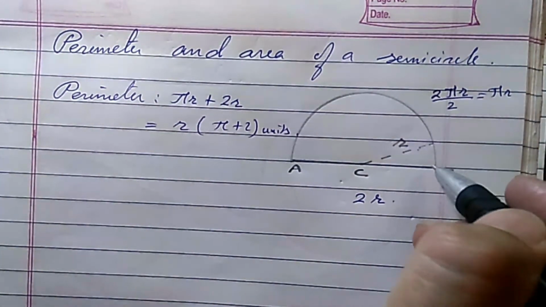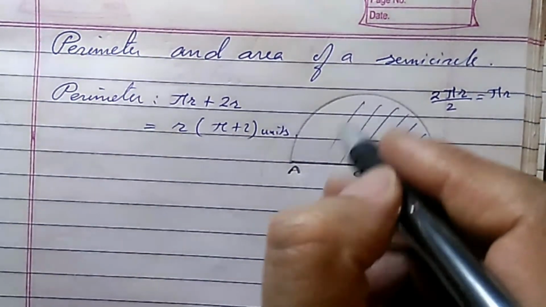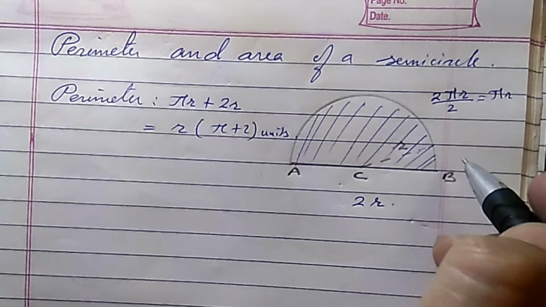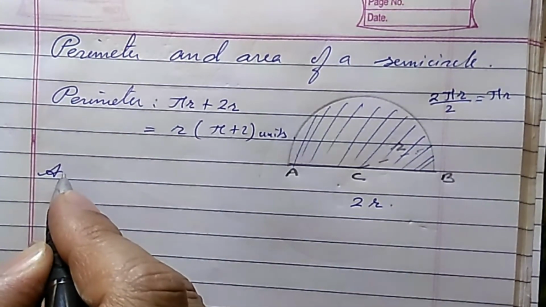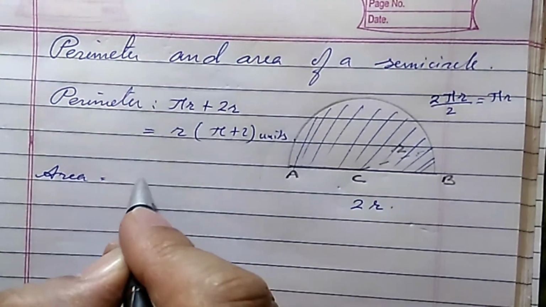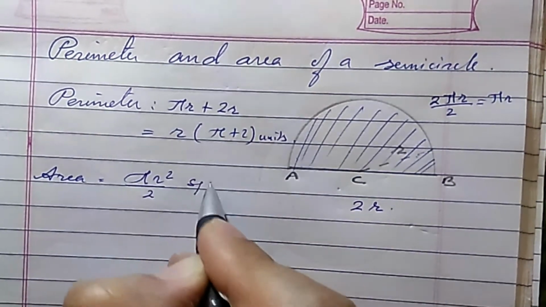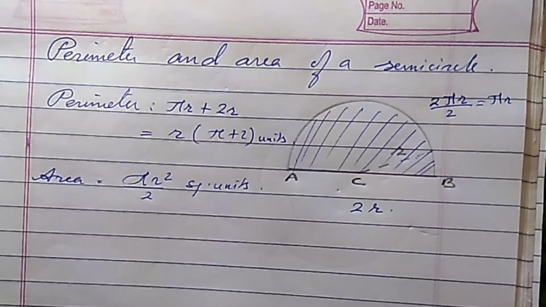Now what will be the area? Area means the space occupied by this semicircle. Now this is exactly half of a circle, so its area will also be half of that circle. So what is the area of a circle? Pi r square. Divided by 2, and it becomes the area of a semicircle.